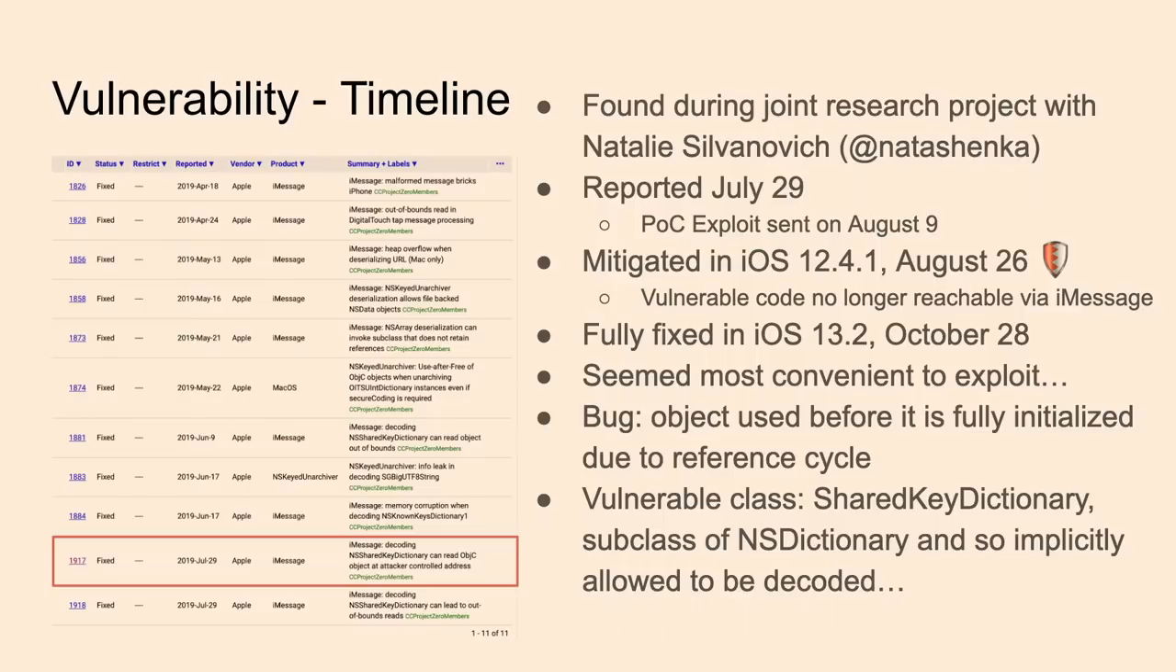I decided to use this one because it seemed the most convenient. I do think many of the other ones could be exploited in a similar way, but not quite as nicely. It would maybe take some more heap manipulation, etc. Apple first pushed a mitigation quite quickly, which basically blocks this code from being reached over iMessage. In particular, they no longer allow subclasses to be decoded in iMessage. So that's quite a good mitigation. It blocks maybe 90% of the attack surface here. Then they fully fixed it in iOS 13.2. But again, after August 26th, this was only local attack surface.